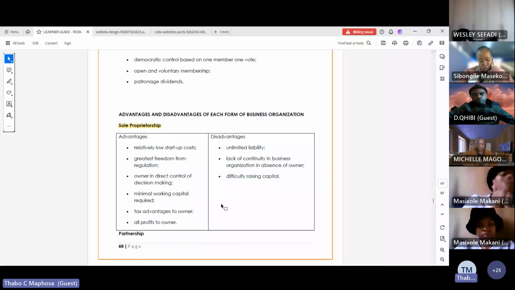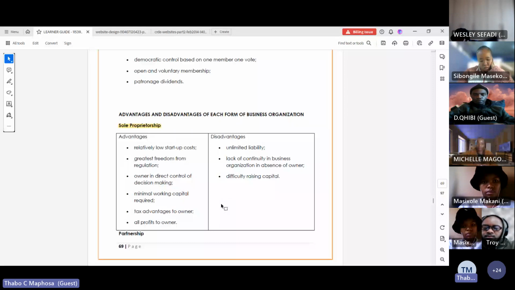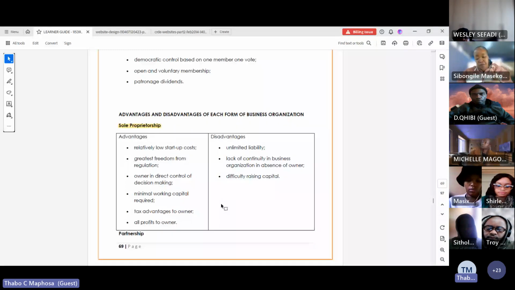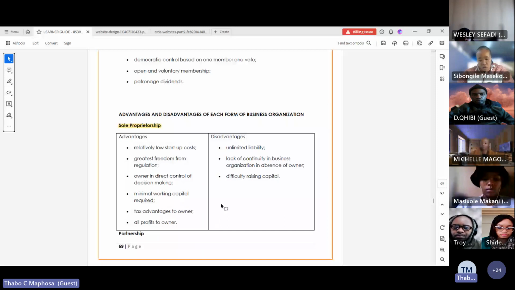And then owner direct control of decision making. The owner has direct control of decision making. You make the decisions. You are responsible for that. No one can come and argue with you over the business decisions that you make, because it's your business. You are running it however you want. And then minimal working capital required, which is basically the same as the low startup cost. We don't need a lot of money to start this particular business.